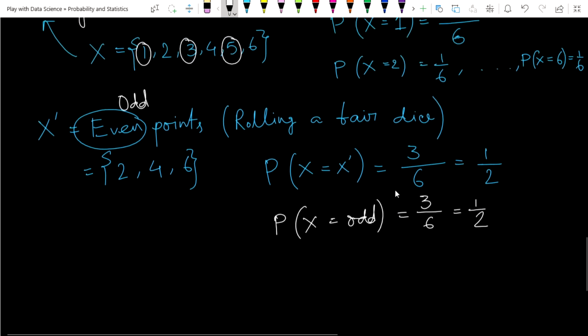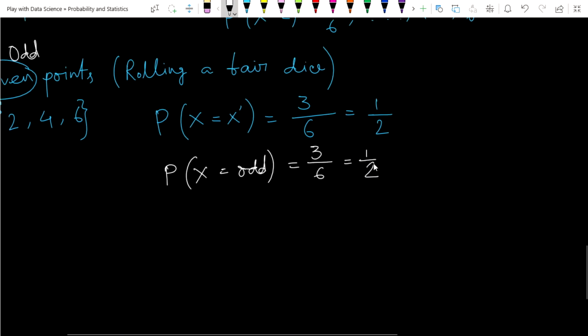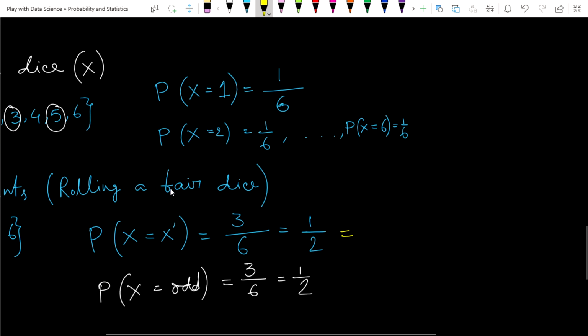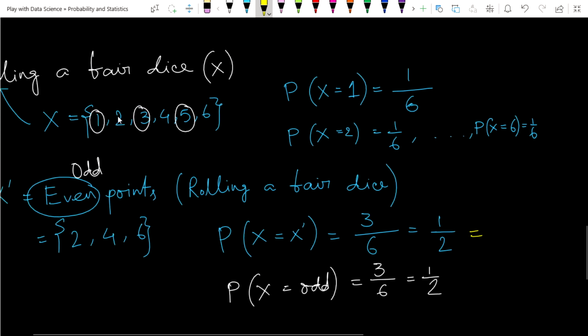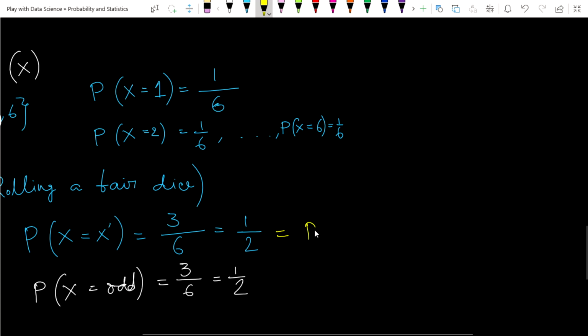Now the question is, suppose I have taken an interest in finding the even points. Let's compare these things step by step. How many even points do we have? Only 3 even points: 2, 4, 6. So instead of writing this, we can write this thing. Only we have 3 even points.